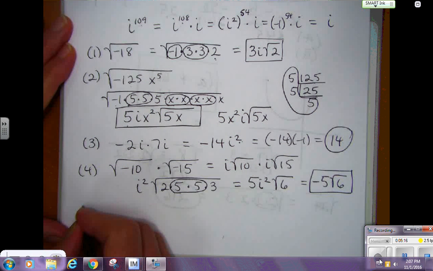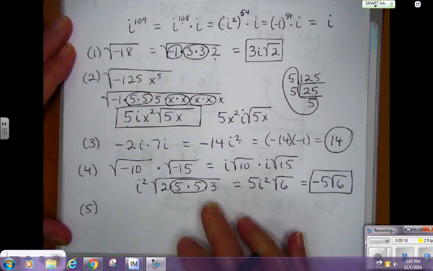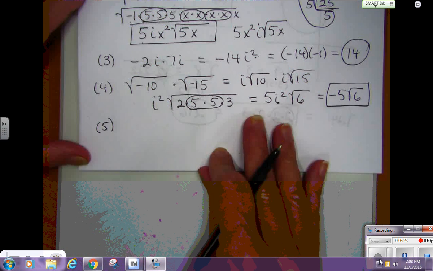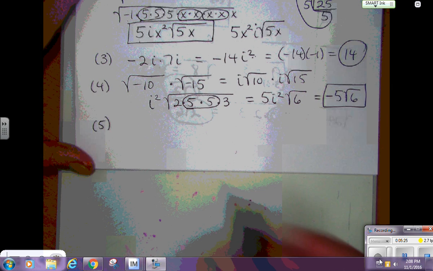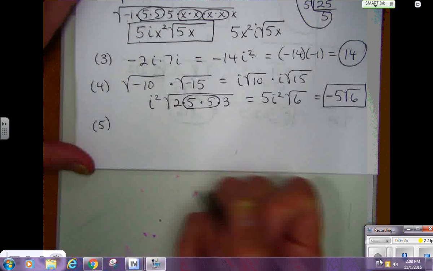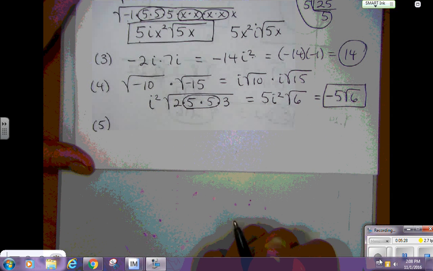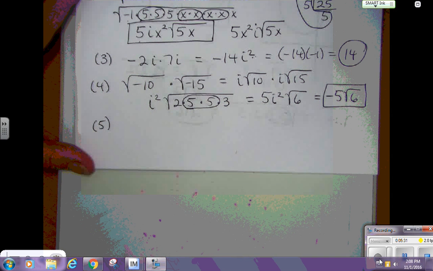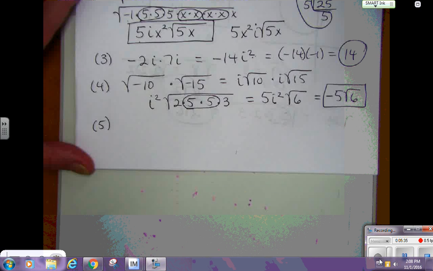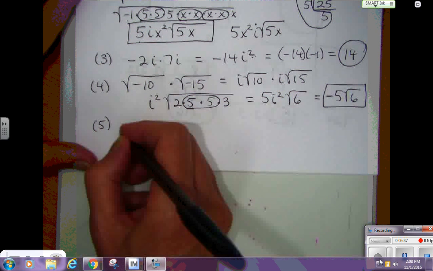Okay, let's look at number 5. Since we have been working with the exponents for i's, why don't you guys go ahead and do i radical 4, i to the 45th power. Simplify that down, and I'll do it up here, and let's see what everybody gets. So you're just going to work number 5.